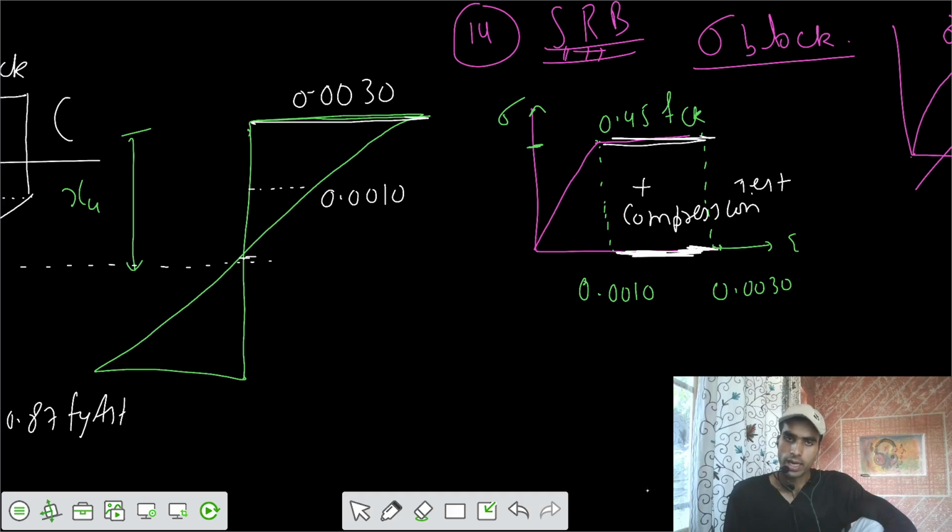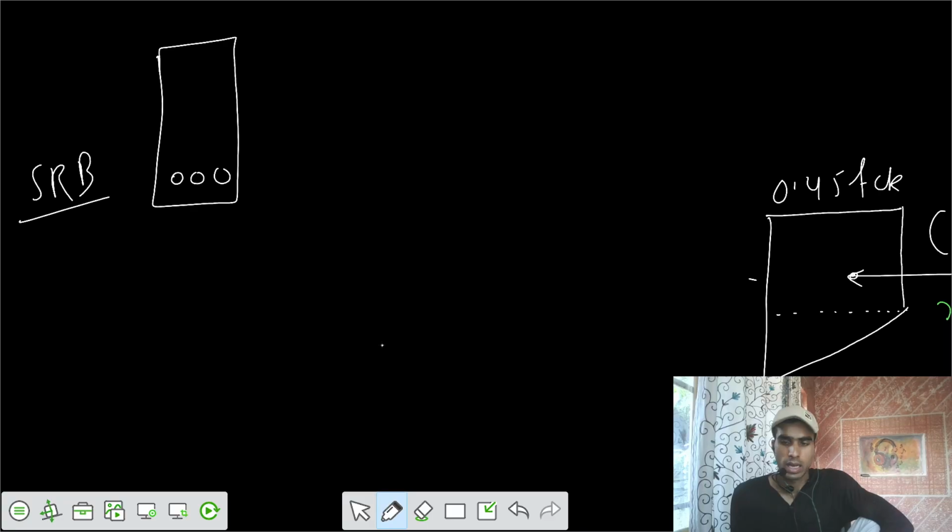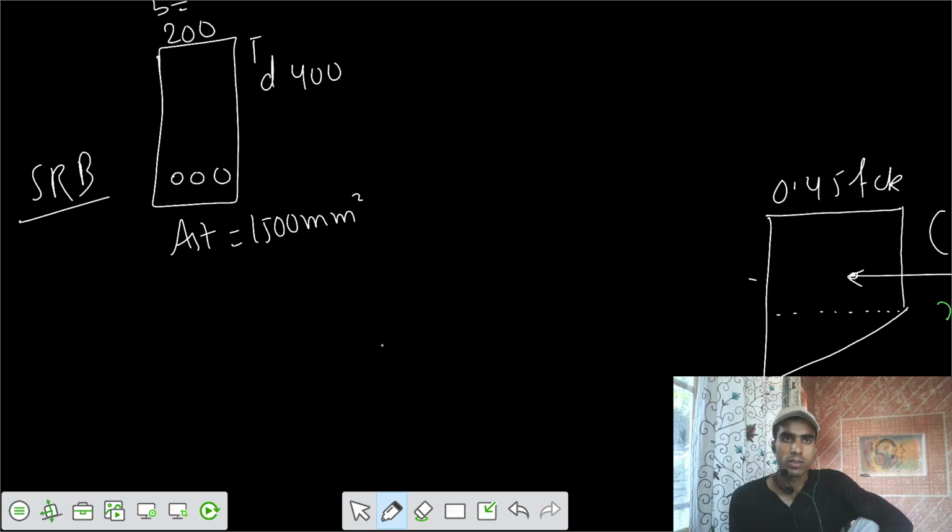Then our data is that we have a simply supported beam, and this is a singly reinforced beam, SRB, and the area of the steel is provided to you. AST equals 1500 millimeters square. Width of the beam is 200 millimeters, and effective depth small d equals 400 millimeters. For the materials we have Fe415 and M20.